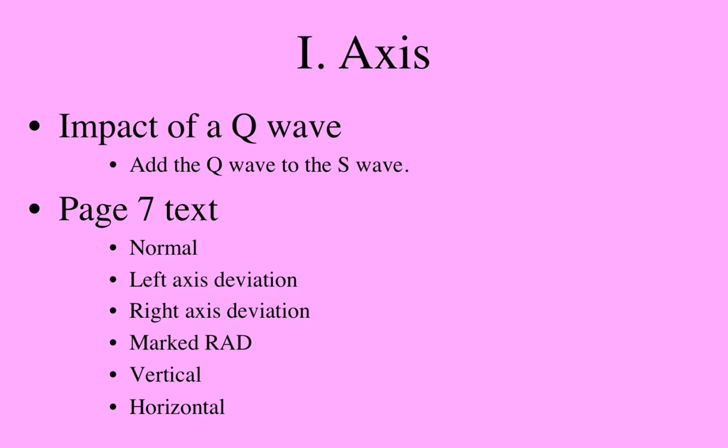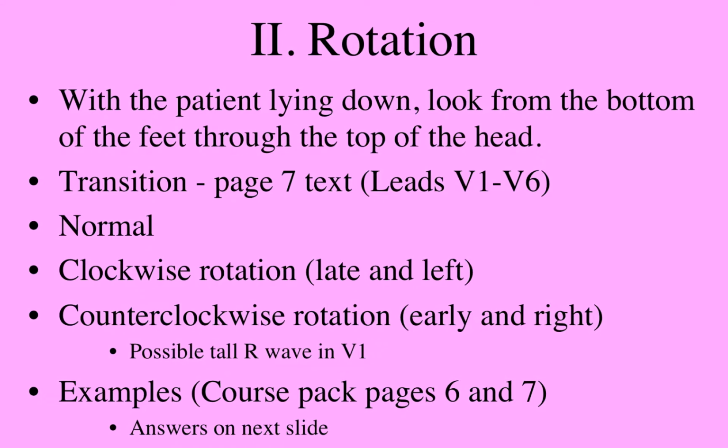The final piece of information and skill for this module, and therefore for test 1, is called rotation. So on the revised outline, number 2, rotation. This is another technique or skill that you'll have to determine: how the heart is rotated. In the end, you end up with 3 possible answers: normal, clockwise, or counterclockwise. So come up with one of those answers, and we'll look at how to do that.